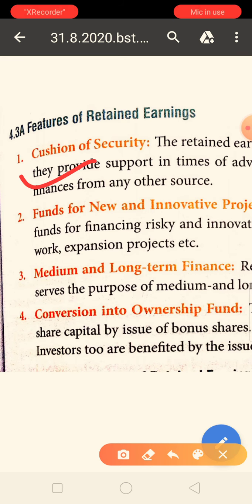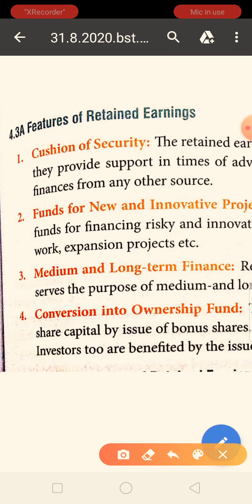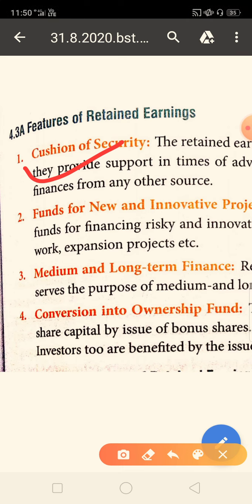Suppose at present, you know very well that this is a very difficult situation, with coronavirus going on in the world, and this is a very critical situation in business. If you require finance, it is not possible; you ask someone and they are not ready to give. So in that situation, if you have any retained earning, any accumulated capital of yours, that is called retained earning. My dear student, at that time, in a difficult time, you can use it. So this is a question of security, my dear student. That's why we can say this is a cushion of security.